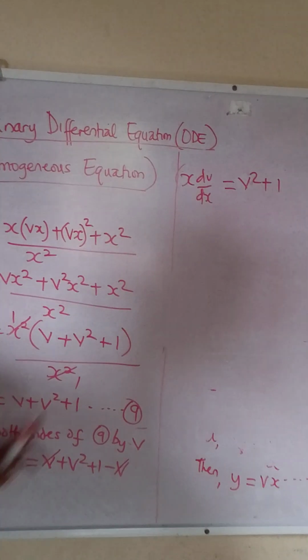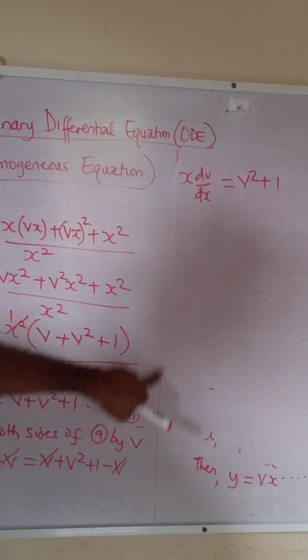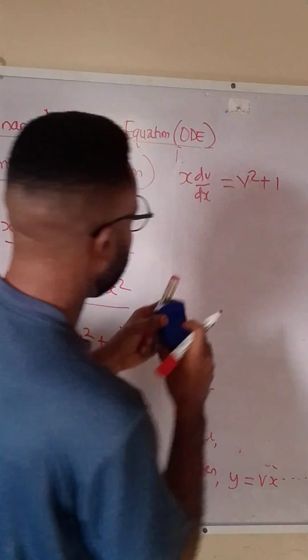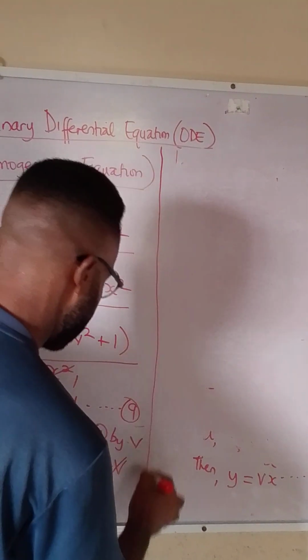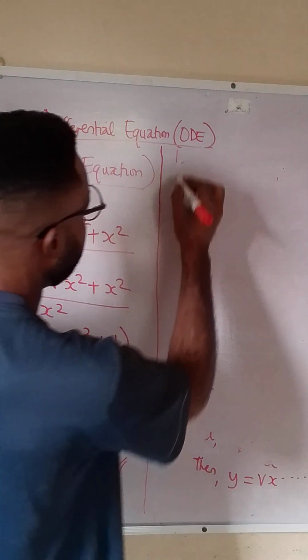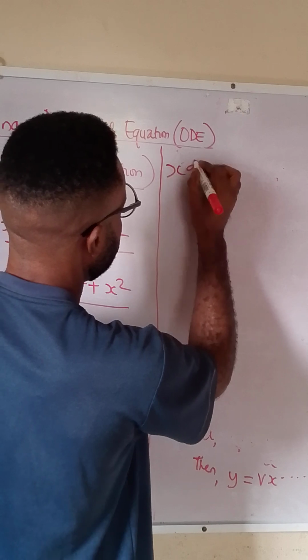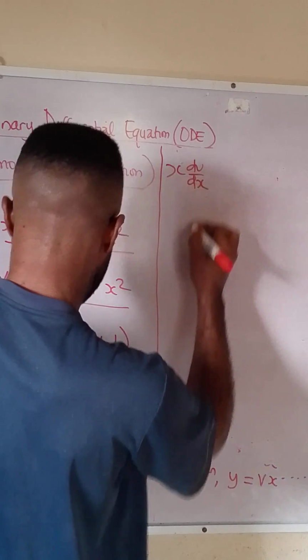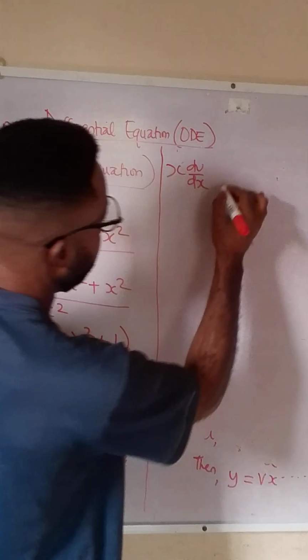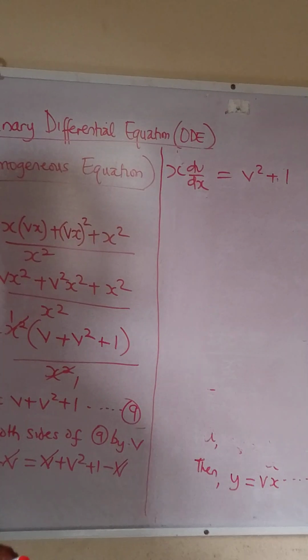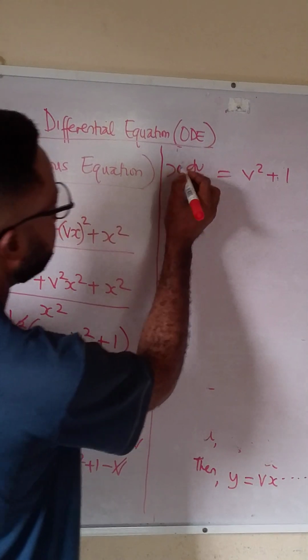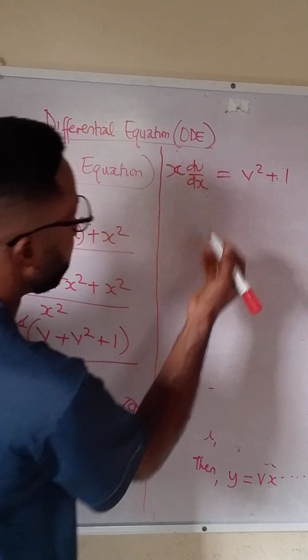So that is all we have. From the left hand side we have x dv/dx, and then from the right hand side we are left with v squared plus 1. I think we are beginning to get to the end of the question, but we continue.